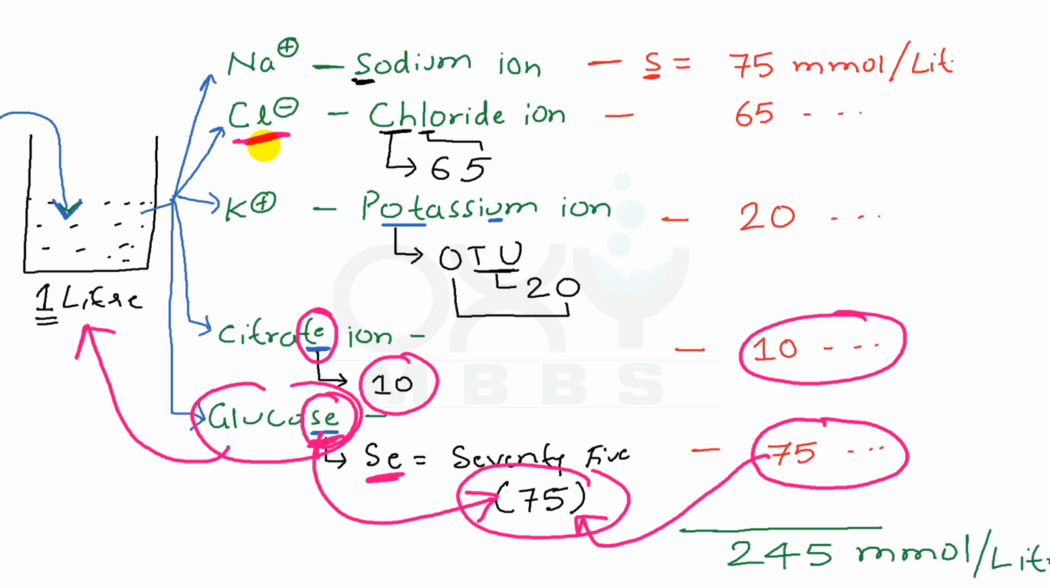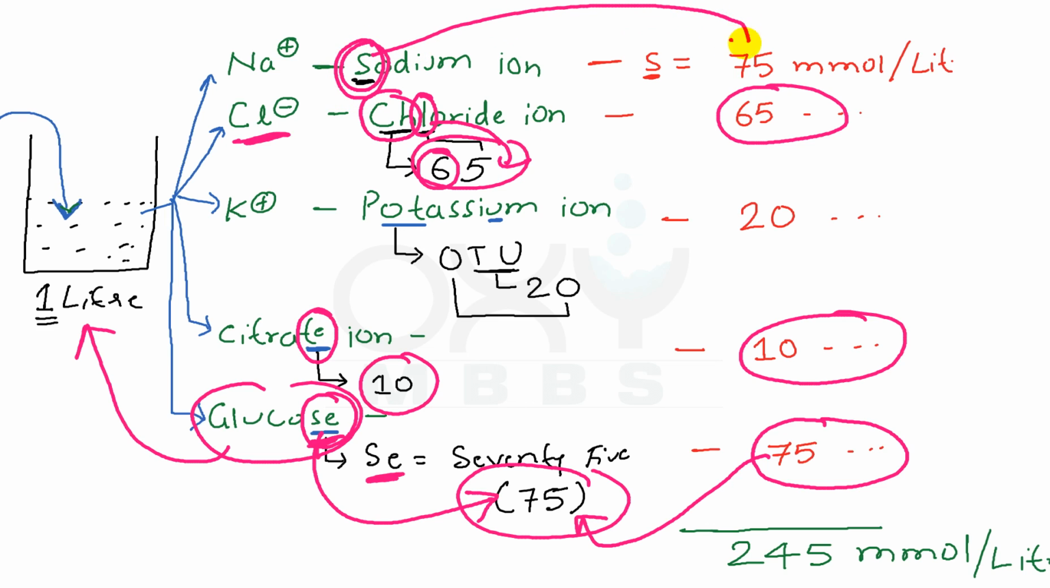Next is chloride ion. How much chloride ion is there? So from CH in the chloride you can easily derive this number 6. From this L you can derive this number 5. So the concentration of chloride ion is 65 millimoles per liter. And from S in the sodium you can easily derive this number 75. 70 S in the 75 and S in the sodium. So concentration of sodium ion in 1 liter water is how much? 75 millimoles per liter.